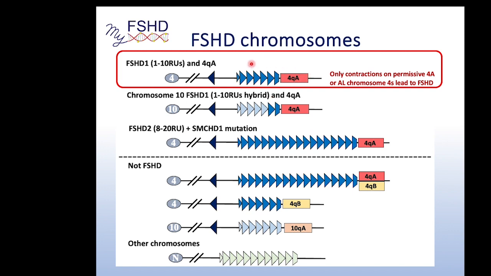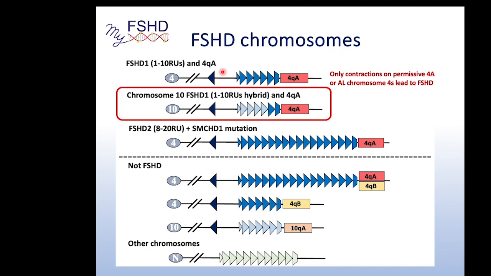All right, so your FSHD chromosomes, FSHD1 is going to be linked to chromosome 4. Now, I told you, I said it's exclusive to chromosome 4. I was very careful. Exclusive to chromosome 4QA or AL D4Z4 repeats, because there is actually a chromosome 10 FSHD1, but it's only if this is a hybrid chromosome that has a chromosome 4 D4Z4 distal unit and a chromosome 4 subtelomere.